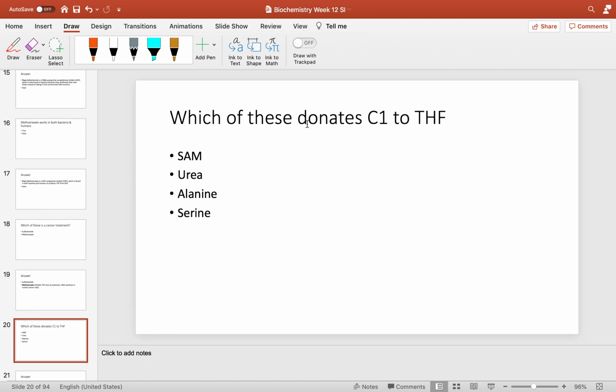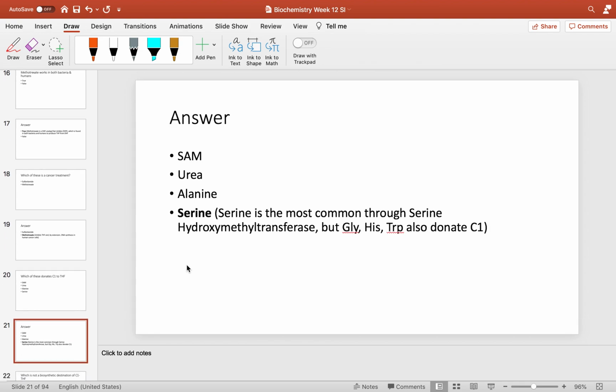Which of these donates a carbon to THF? SAM, urea, alanine, or serine? So in this case, it is serine. Your SAM, remember, it actually gains a carbon from THF, so it doesn't donate it to THF. THF is upstream of SAM.